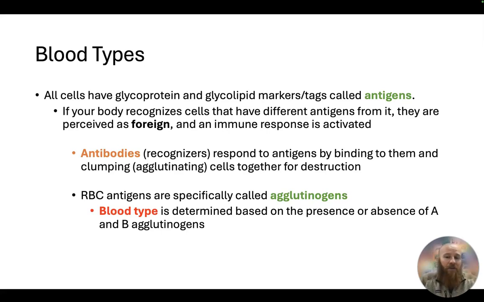Now, the recognizers, the ones that actually do the analysis here, are referred to as antibodies. And these respond to antigens by binding to them and then clumping, or a term that we're going to use, agglutinating cells together for their destruction. So it causes clumping of these cells for destruction. And red blood cell antigens, we specifically call those agglutinogens. And your blood type is ultimately going to be determined based on the presence or absence of what we would call A and B agglutinogens or antigens.